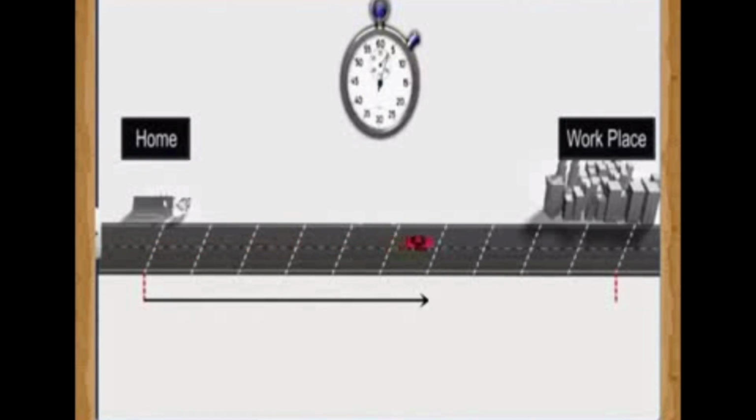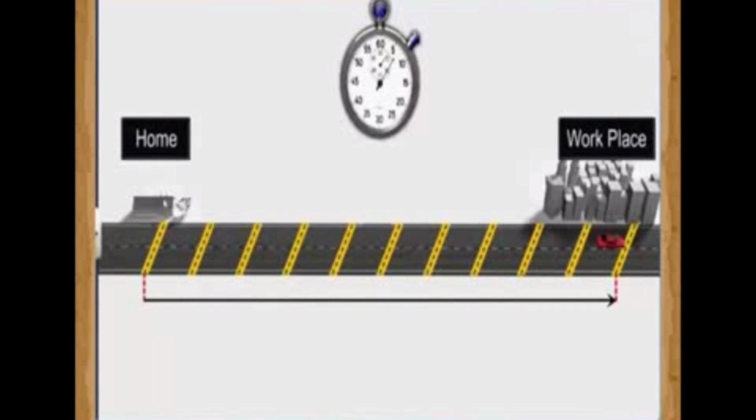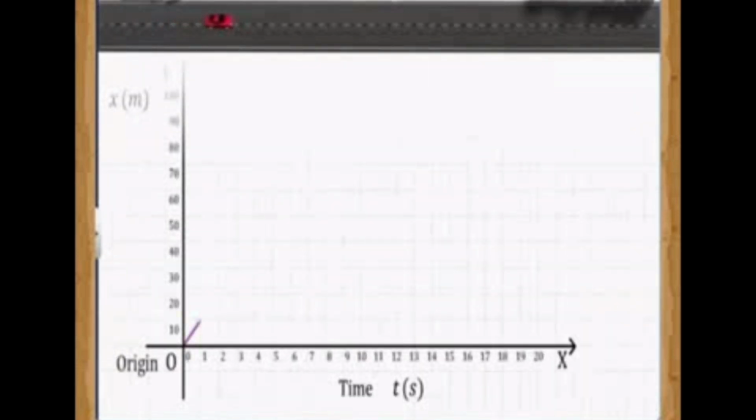Take the distance traveled by the car from home to the workplace. It may be a straight line or a curved path, but for reference we are going to take only the straight line, in the positive direction, the positive x-axis. When you draw the graph between time period and distance, you get a straight line because it is a uniform velocity. You see that the distance gradually increases according to the time period.